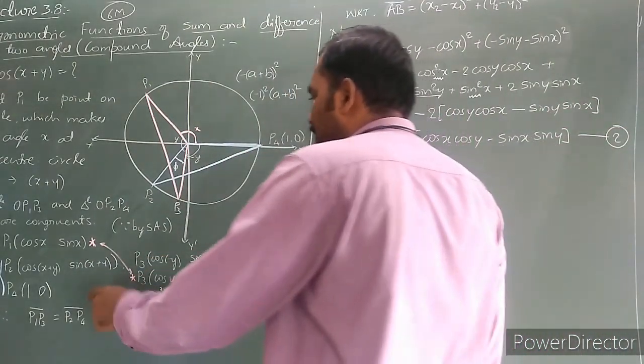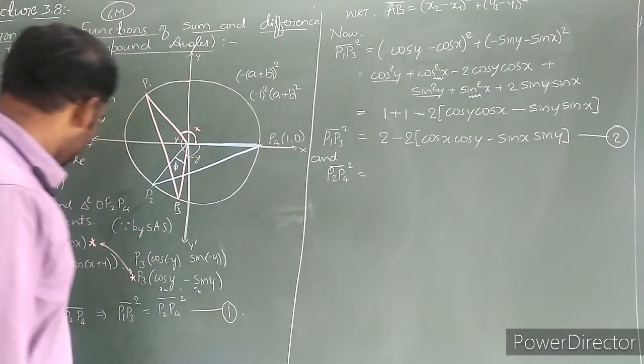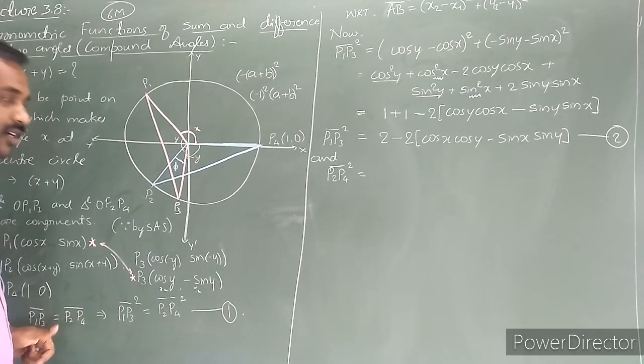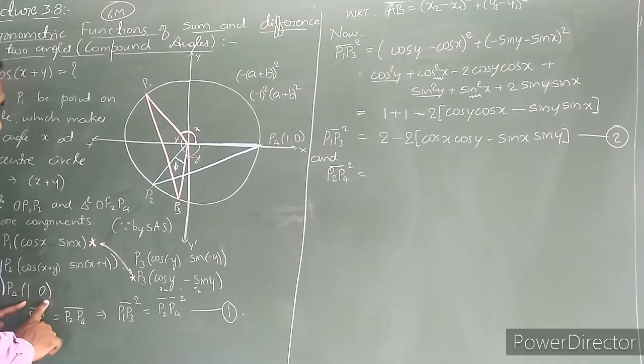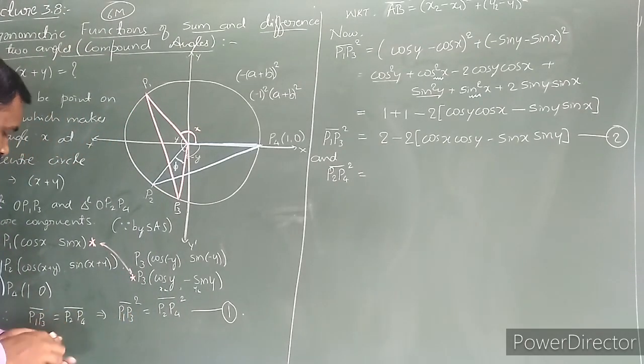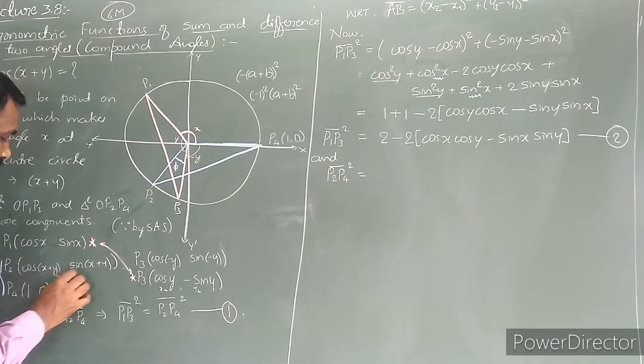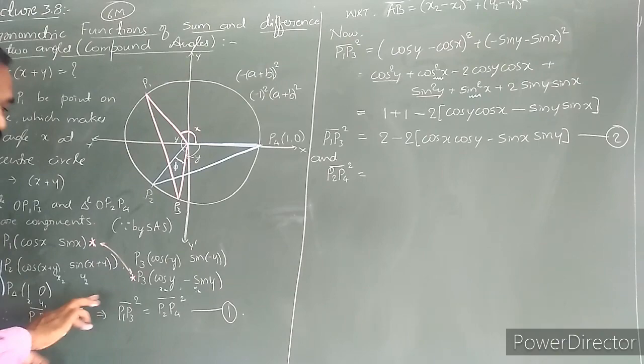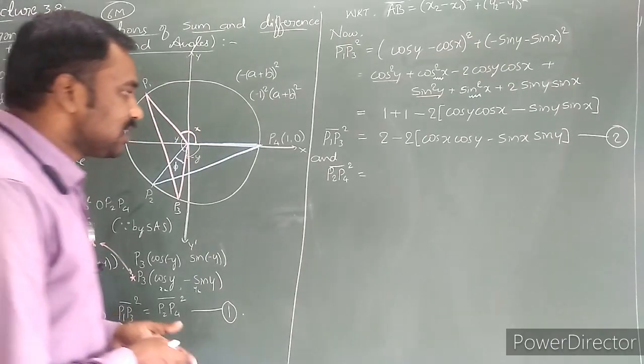Whatever, x2 minus x1, x1 comma y1, x2 comma y2. I just consider that this is x2 comma y2, this is x1 comma y1. It doesn't matter, you can interchange, we will get the same value.